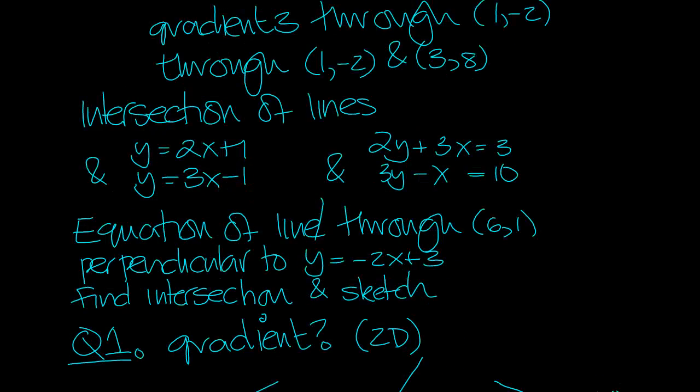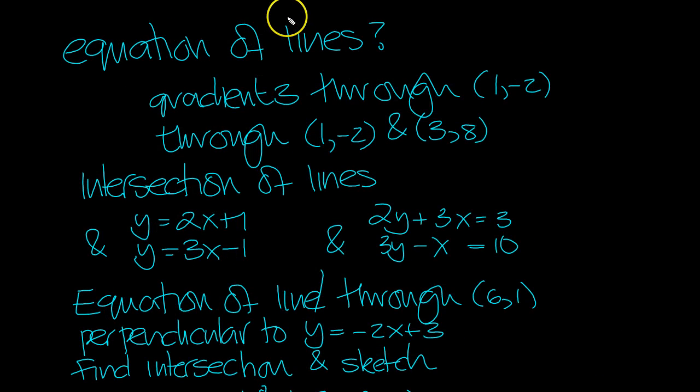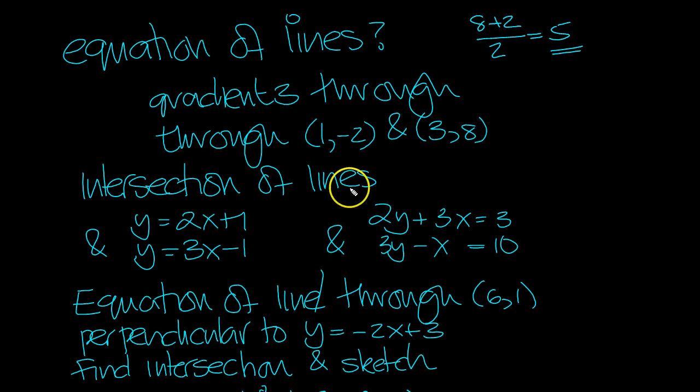Now back to this question then, back to the notes just before. Equation of the lines, gradient through 1, 2 and 3, 8. Okay, let's have a look at this then. The gradient would be the increase in y, so the increase in y is 8 minus 2, divided by the increase in x from 3 minus 1 is 2, so the gradient is 10 over 2 is 5. Intersection of lines then?